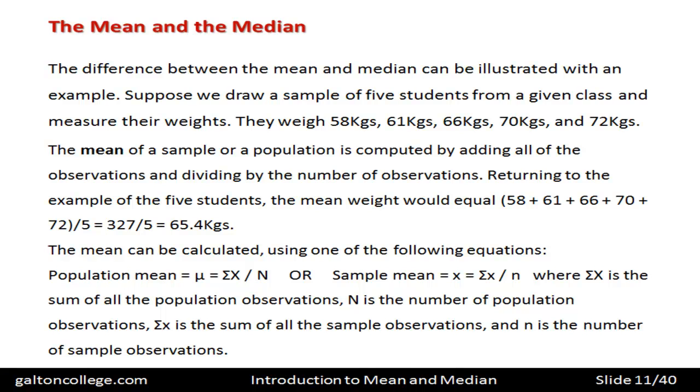If it was a sample out of a bigger class, we just picked 5 students randomly, we would say it's x bar. Small x bar is the mean, which is equal to the sum of the observations, 58 plus 61 plus 66 plus 70 plus 72, divided by 5. In that case, it's a sample because we've drawn it from a bigger class. There are more than 5 students in the class.